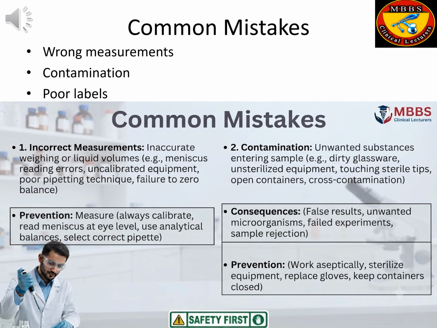1. Incorrect measurements. One of the most common laboratory errors is inaccurate measurement of chemicals or liquids. Examples include reading the meniscus incorrectly, using uncalibrated equipment, incorrect pipetting technique, weighing chemicals without zeroing the balance. Prevention. Always calibrate instruments. Read the meniscus at eye level. Use analytical balances for precise weighing. Select the correct pipette for the required volume.